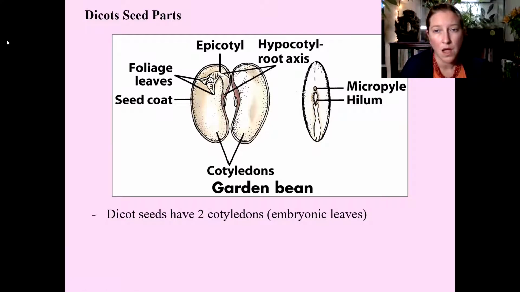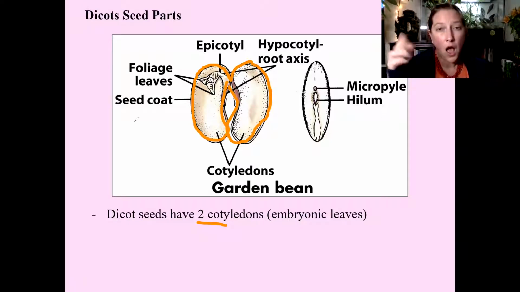I'll use orange. So here is one cotyledon. Here is another cotyledon. So there's two cotyledons in the dicots. The word dicot helps you remember this because di means two and the cot refers to, you guessed it, cotyledon. So dicotyledon, dicots, two cotyledons or two embryonic leaves.